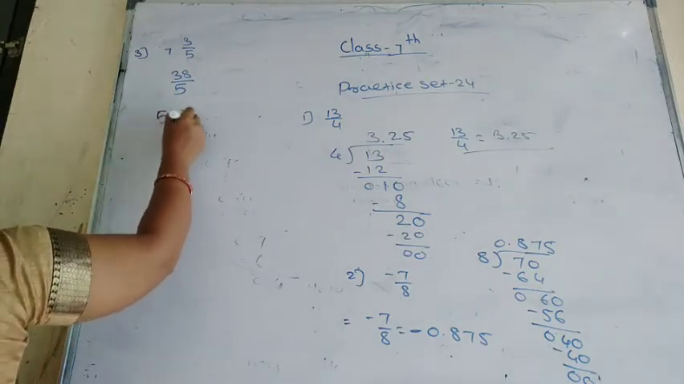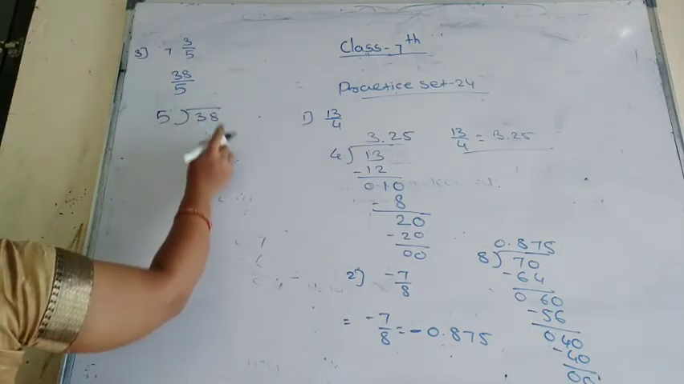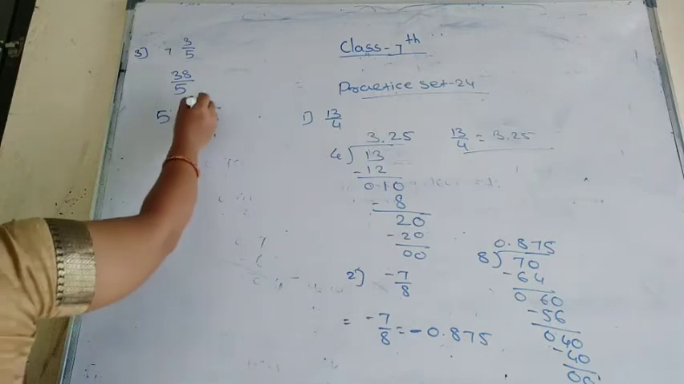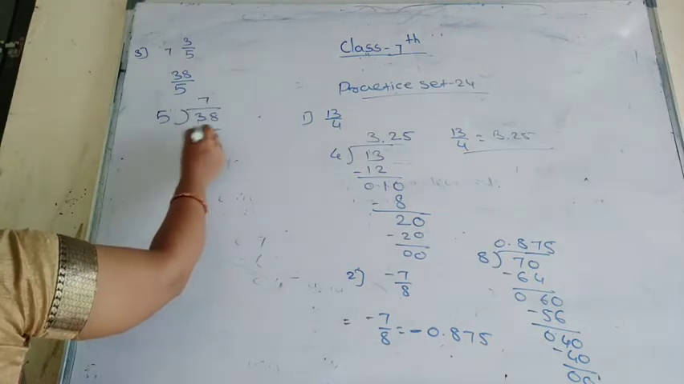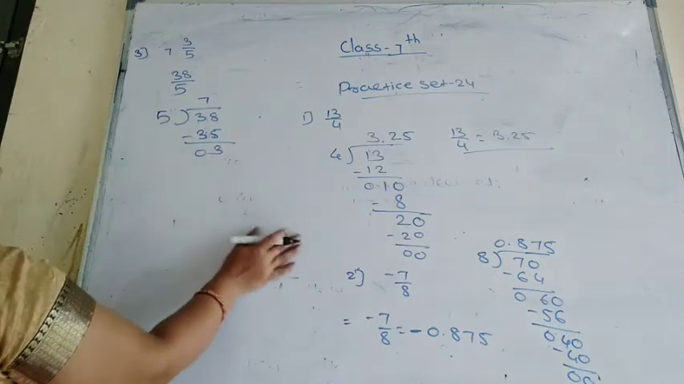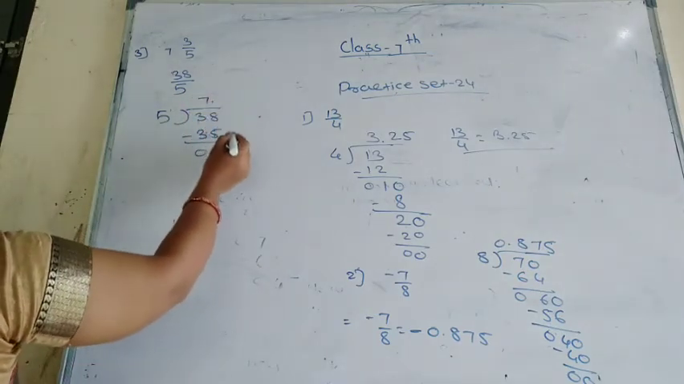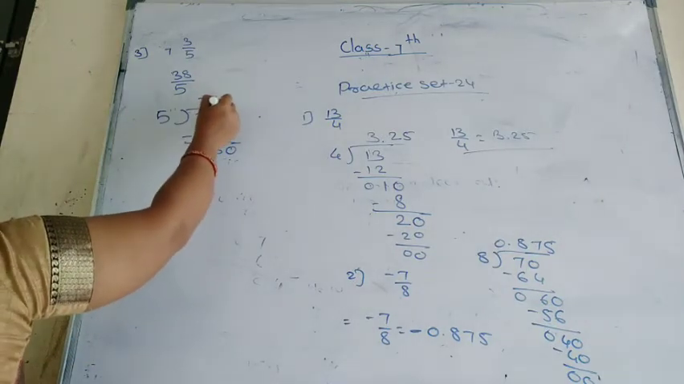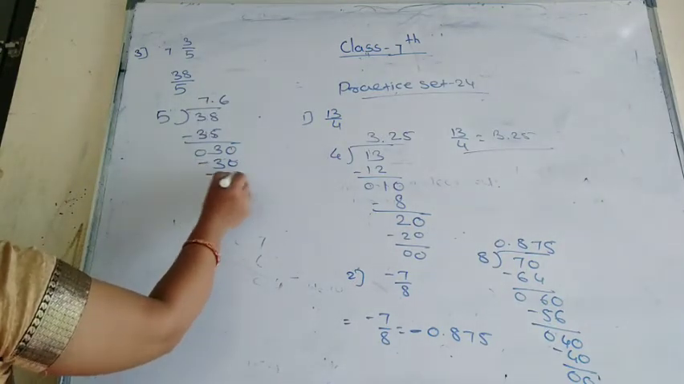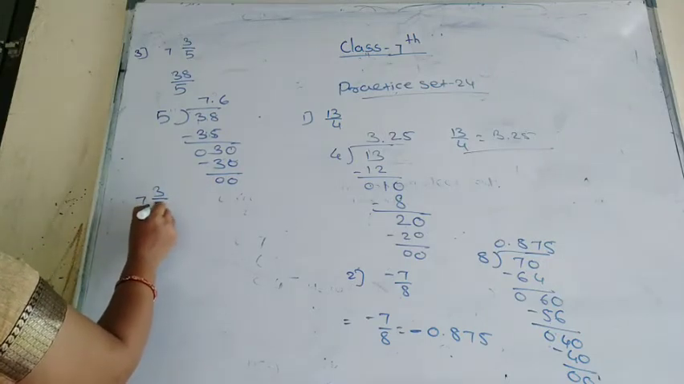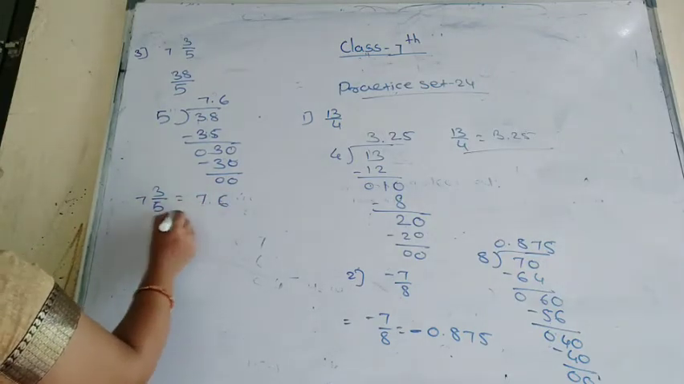This 5, 38. Then see here, 5 times 7 is 35. Then here write 30. Then place the decimal and take 10. Then 5 times 6 is 30. Answer: 7 integer 3 by 5 is equal to 7.6.